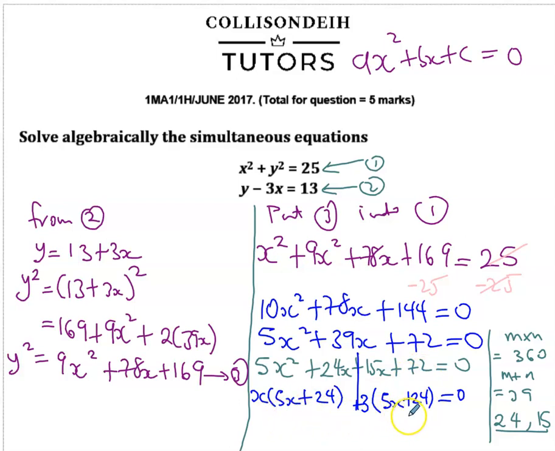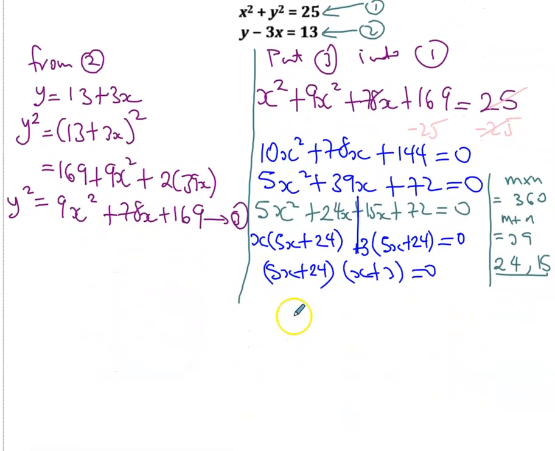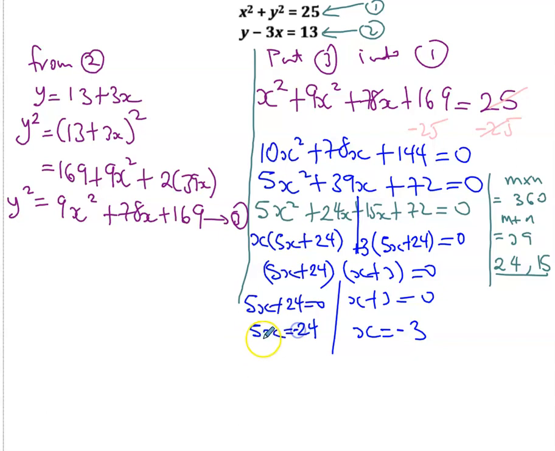Now, at this stage, we want to factorize further. Both have a common factor of 5x add 24, so let's factor that out. That leaves us with x add 3 equal to 0. Now, if two expressions multiply to give us 0, that tells us that either 5x add 24 is 0 or x add 3 is 0. So this gives us that x should be negative 3. And how about this side? We know that 5x should be negative 24, and then x will be negative 24 over 5.